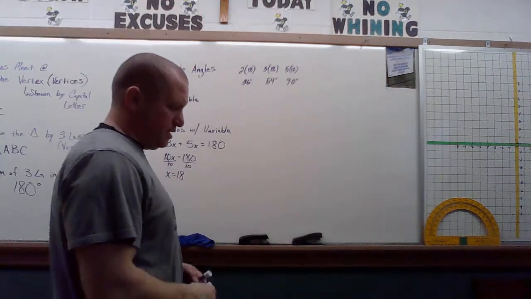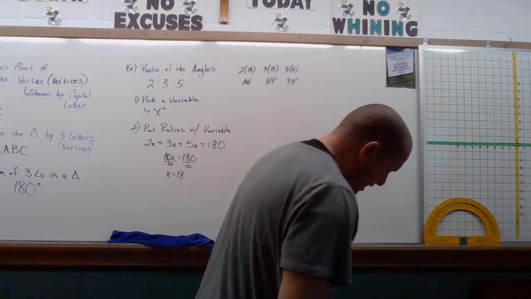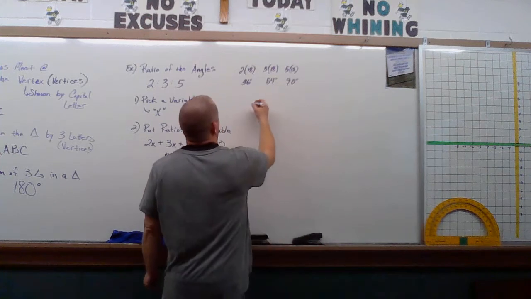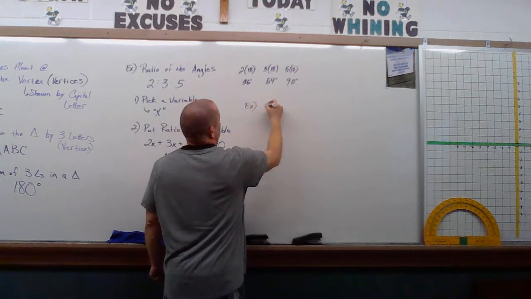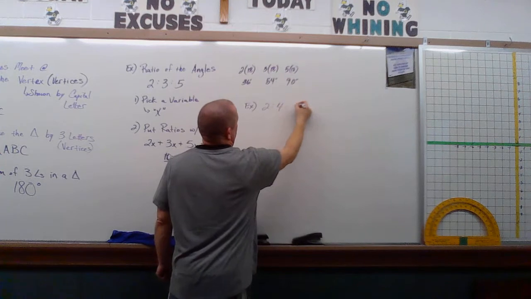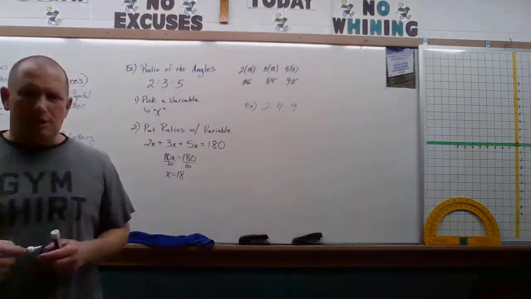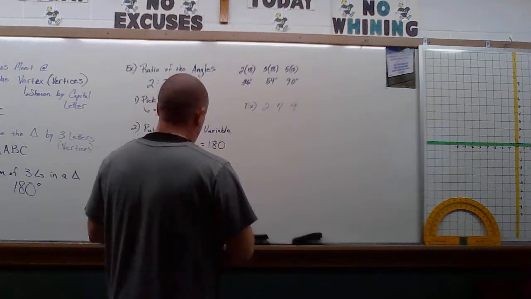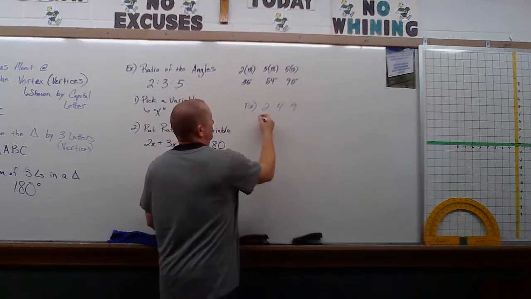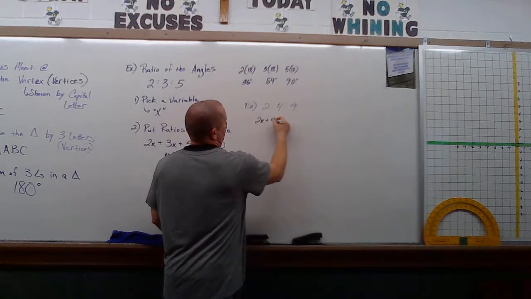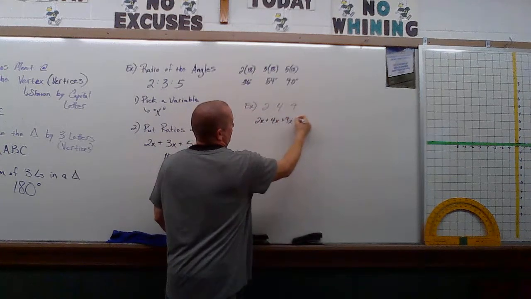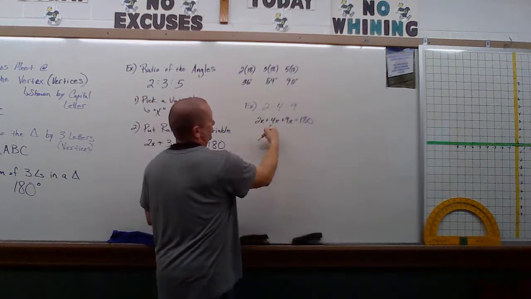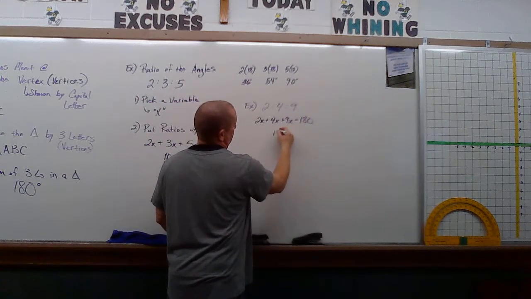All right? So if you need another one of these problems, you can practice this by using the numbers 2, 4, and 9. So again, if those are the ratios that they give me, I'm going to give each one of those ratios a variable. So 2x plus 4x plus 9x. And I know that all 3 of my angles have to equal 180 degrees. 2 plus 4 is 6 plus 9 is 15.